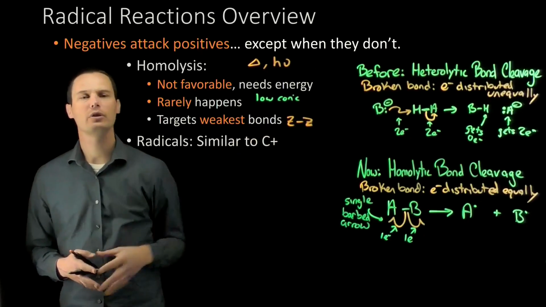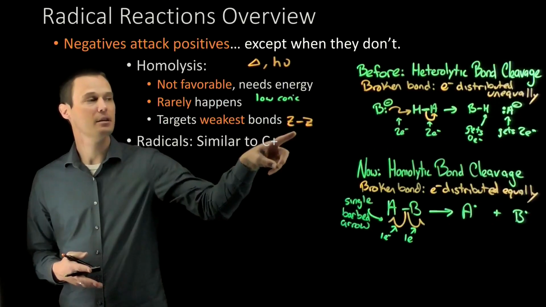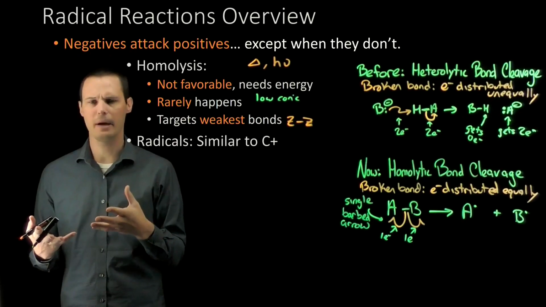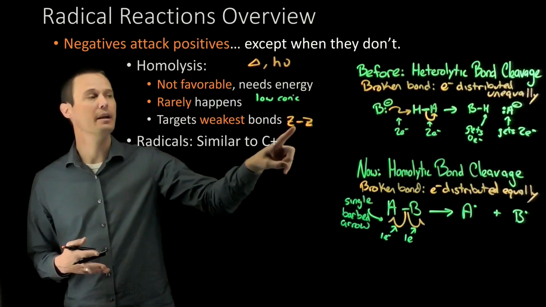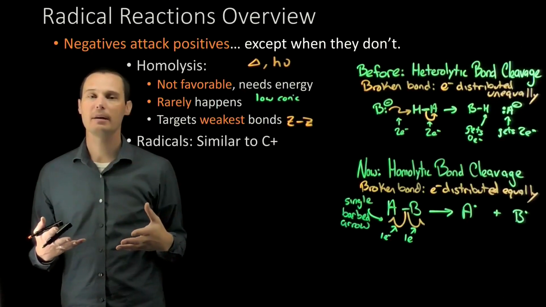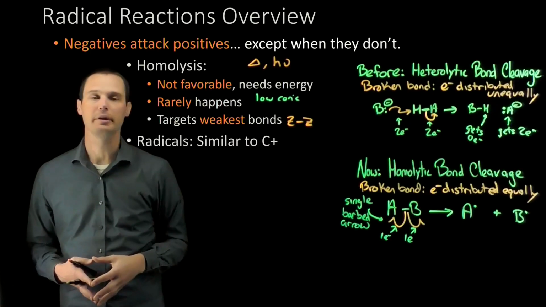In fact, this is a good thing to look out for to know that maybe we're doing some kind of radical process. If I see a bond between 2 heteroatoms, that's fairly rare. Typically we see a heteroatom bonded to a carbon. But if we see, say, a bromine-bromine bond or an oxygen-oxygen bond, those types of bonds tend to be very weak. And so those are the ones that we can target through a homolytic bond cleavage reaction.